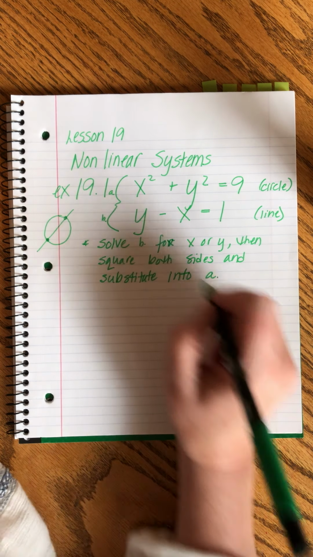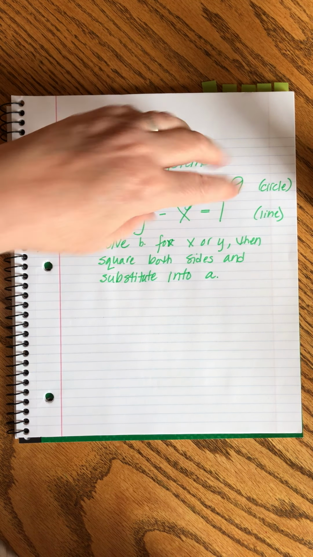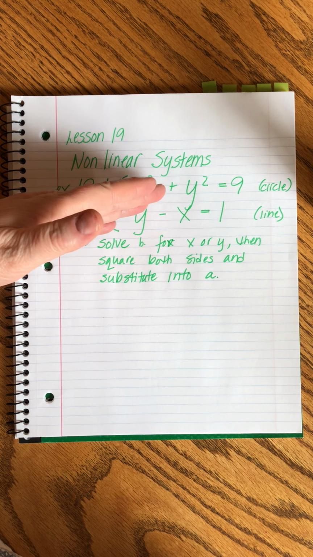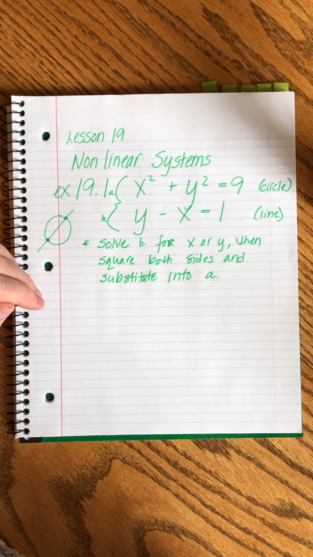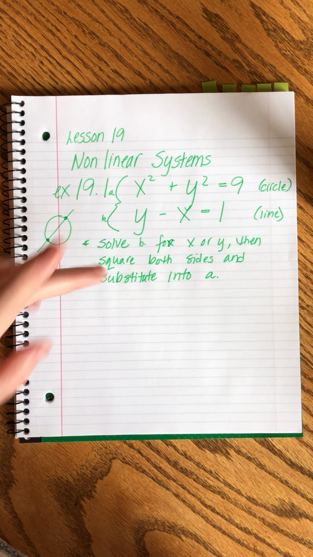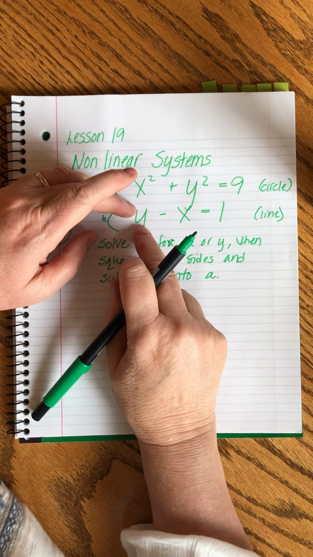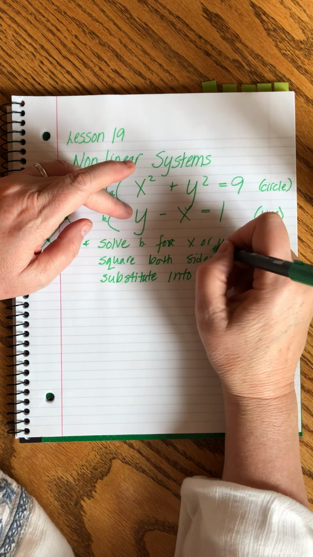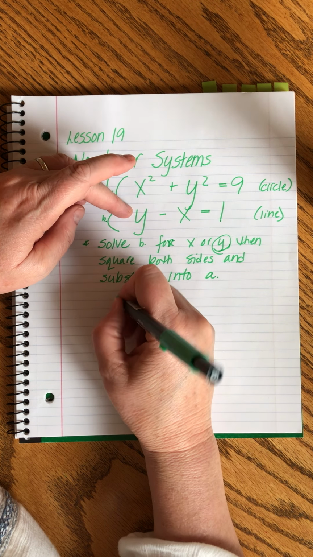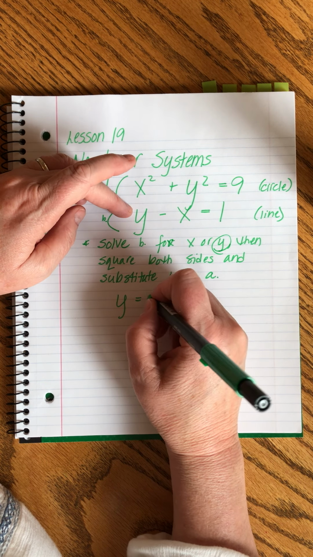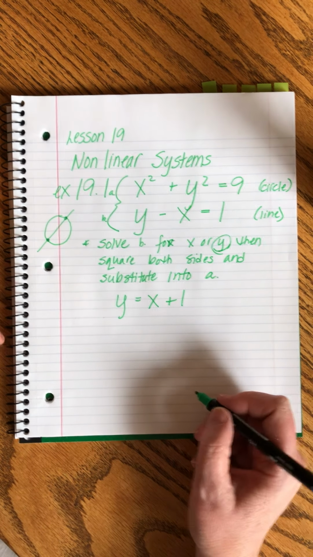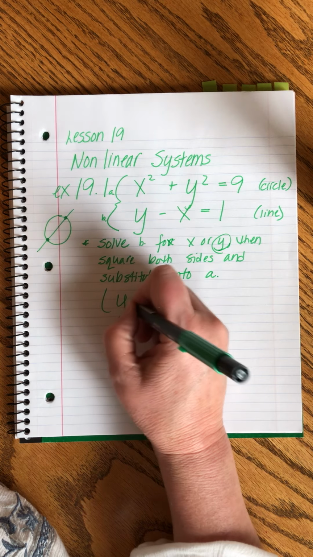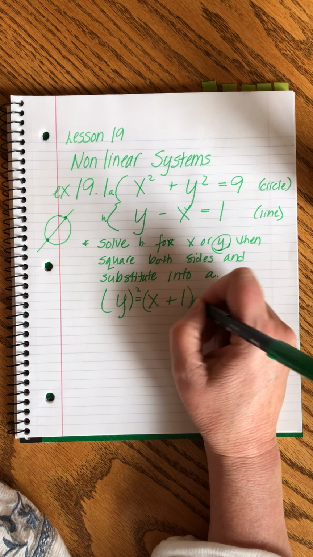Here's our strategy. We're going to take B. We're going to kick one or the other sides to the other side of the equation, and then we're going to square both sides. And let's be honest, let's just choose y, right? Because it'll be easier. We'll take y and we'll let that equal x plus 1, right? We'll bump the x over. Then we'll square both sides.